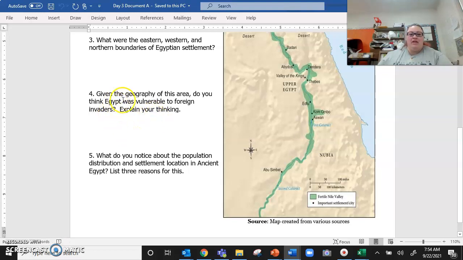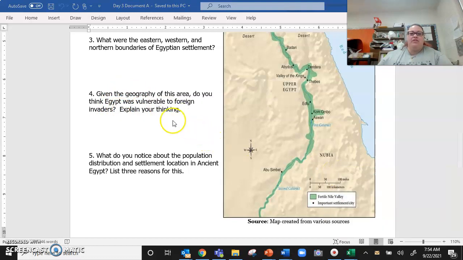Then you are going to tell me, yes or no, was Egypt vulnerable to foreign invaders because of the geography? And then, here's where a lot of people lose points. Explain your thinking.